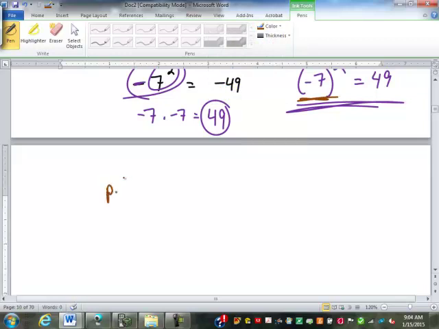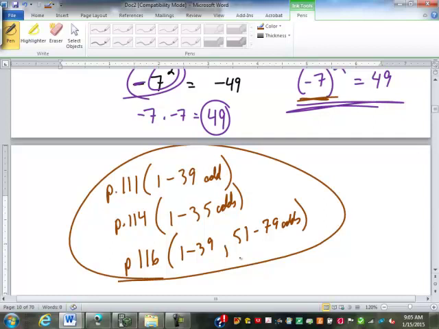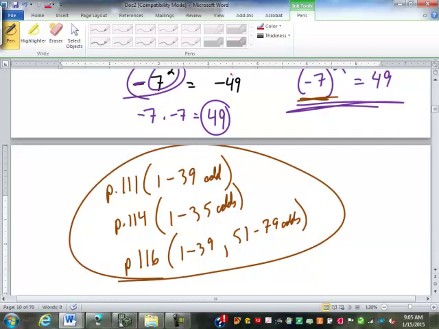Now, out of your book, we're skipping around a little bit here, but I wanted to get the negatives done early in the semester. On page 111, 1 through 39, the odds. And page 114, 1 through 35, the odds. And then that's your addition and subtraction. Your multiplication and division are on page 116, 1 through 39, and 51 through 79, the odds. I know that's a lot of problems, but these are kind of easy. And like I said before, if you do the first couple and they seem easy, skip ahead 5 or 6 and do some more difficult ones and go that way.